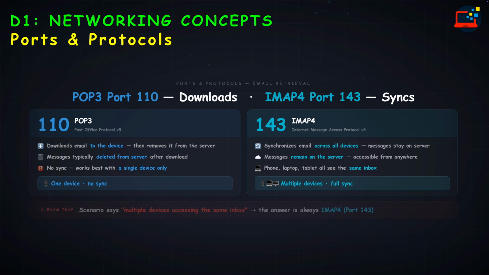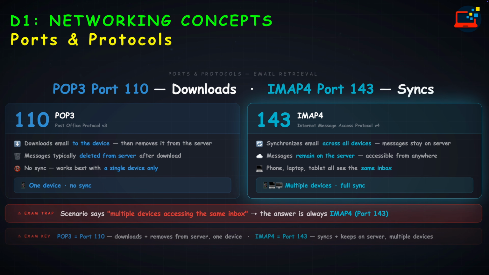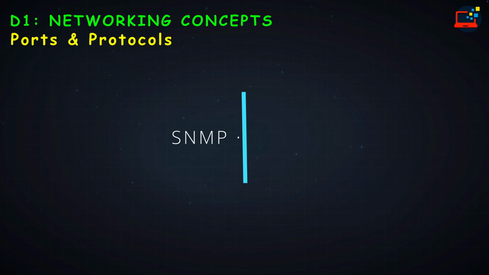POP3, Post Office Protocol version 3, uses port 110. POP3 downloads email to the client device and typically removes it from the server. IMAP4, Internet Message Access Protocol version 4, uses port 143. IMAP4 synchronizes email across multiple devices and leaves the messages on the server. The exam scenario distinction: multiple devices accessing the same inbox means IMAP4.